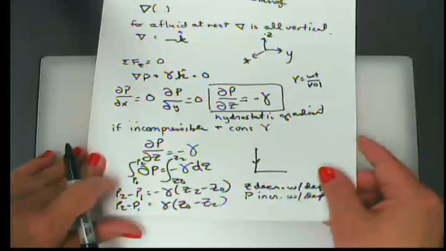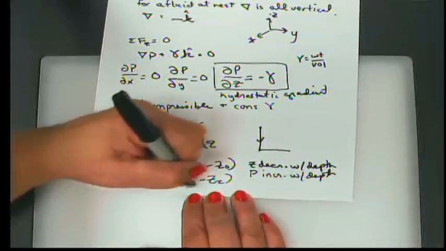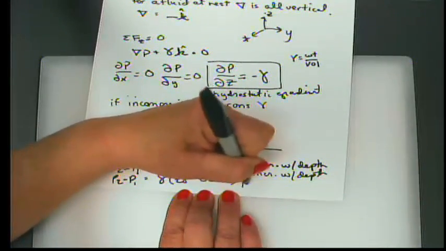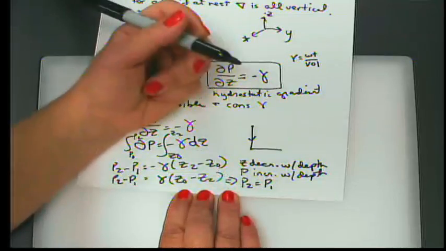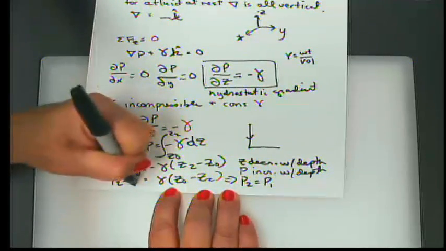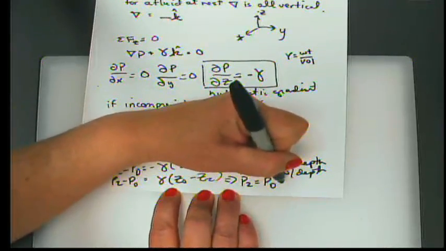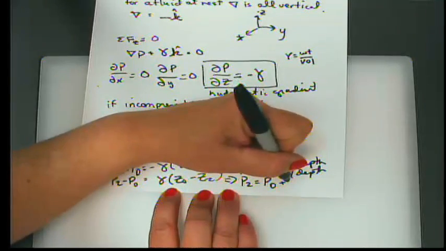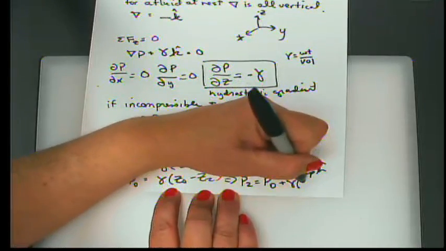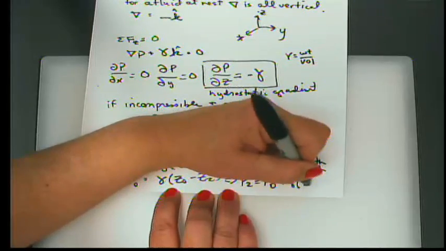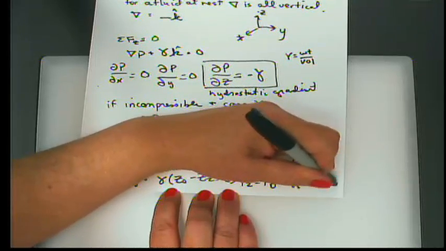But another way to write this, in the final analysis, is that the pressure at depth is equal to the pressure at the surface, if it's P0, plus gamma times the negative of delta Z, which is Z0 minus Z2. Right?